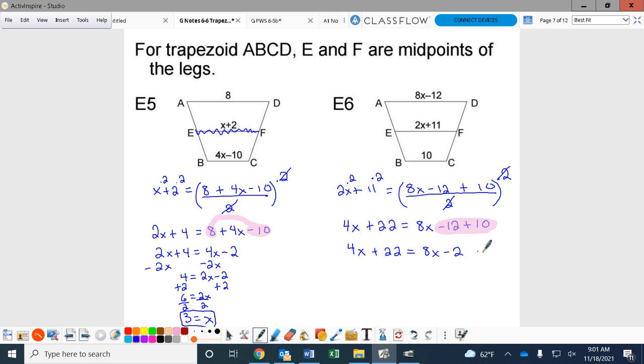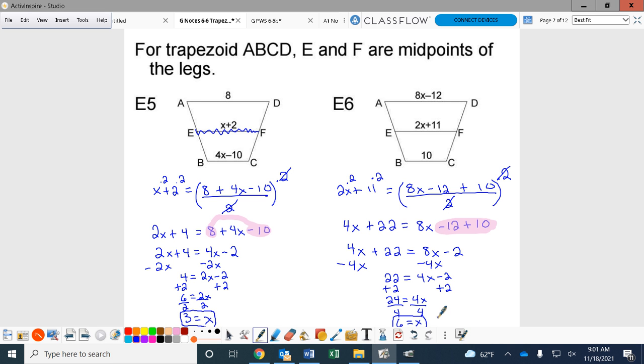Negative 2. You'd minus 4x to get all the variables on one side. That makes it 22 equals 4x minus 2. You add 2, that makes it 24 equals 4x. Divide by 4, and 6 equals x. Again, that's what x equals. Make sure you read the directions to see what it wants you to do with that.